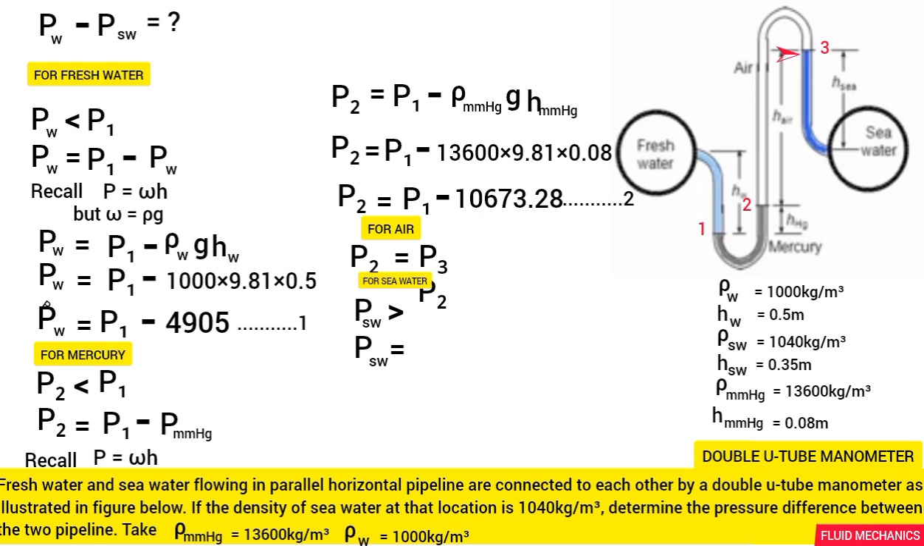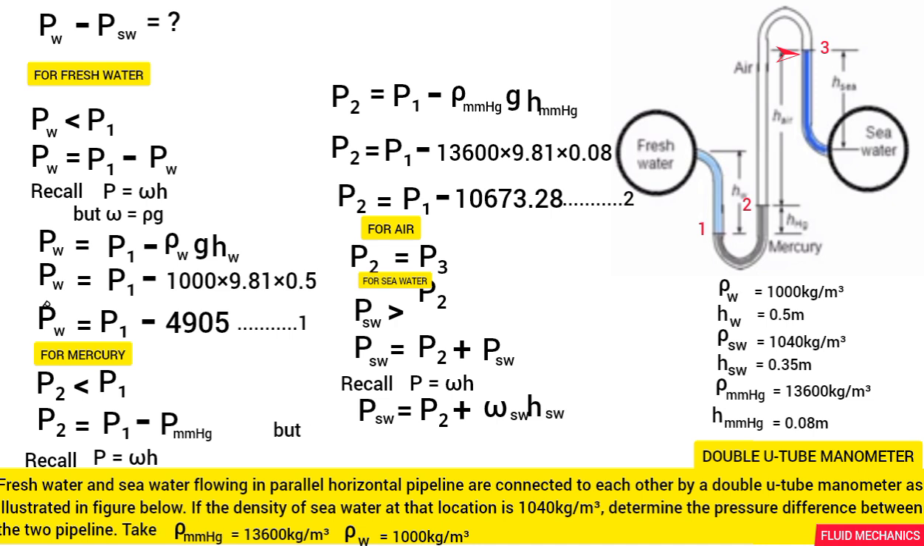Now, to get the pressure of the seawater, it will be the addition of the pressure at point 2 plus the pressure of the seawater. And we know that pressure is given as specific weight times height. So the pressure of the seawater will be equal to the pressure at point 2 plus the specific weight of the seawater times the height of the seawater.